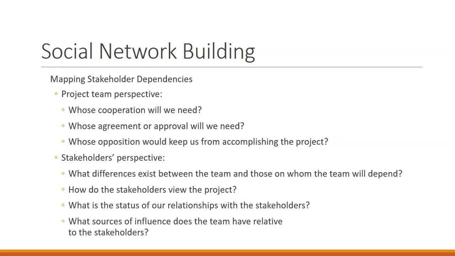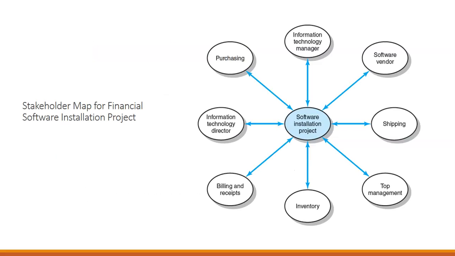So we have this example of a stakeholder map for a software installation project. So we have the information technology director, top management, the information technology manager, the purchasing department who's going to be helping us purchase this software, the vendor that we're purchasing the software from, just a variety of the stakeholders we need for this project.